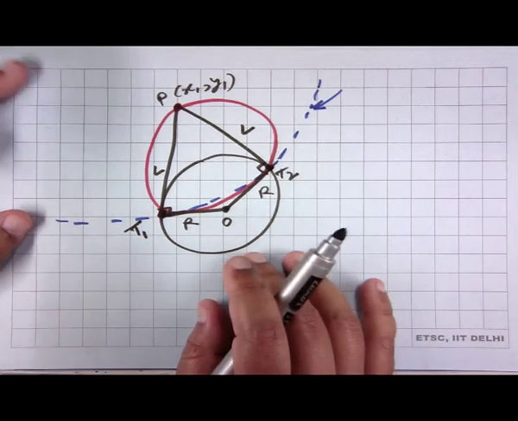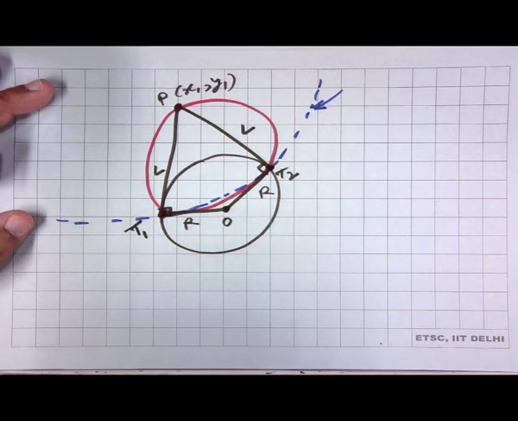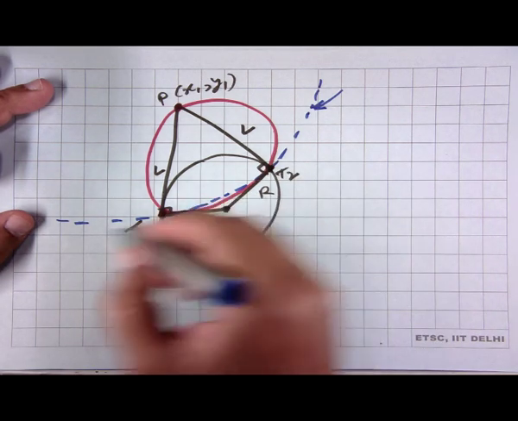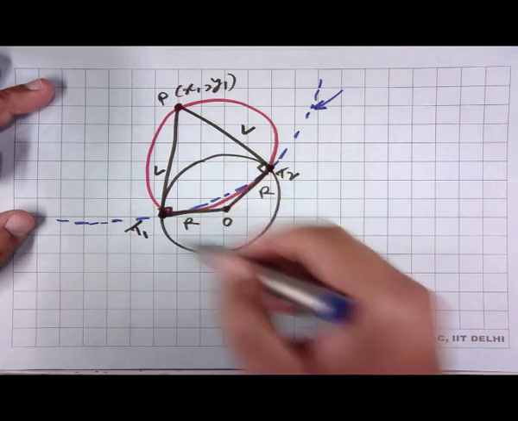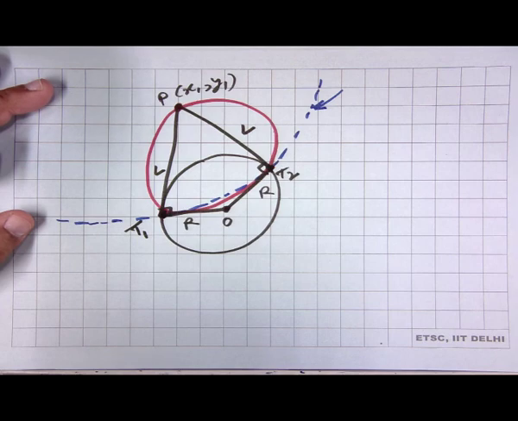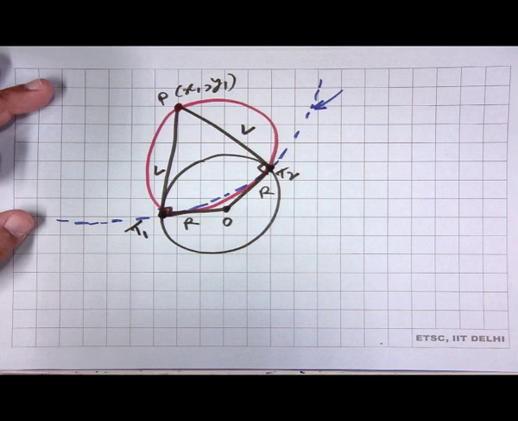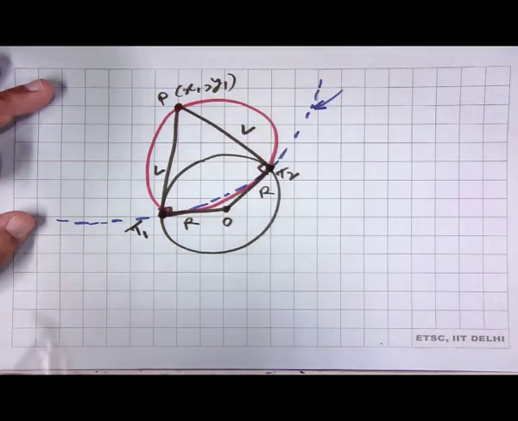So, therefore, if we consider the family of all circles which pass through the points T1 and T2, which are point of intersection of the blue and the black circle, then this red circle should belong to that family of circles. So, that is how we will try to find out the equation of this red circle.